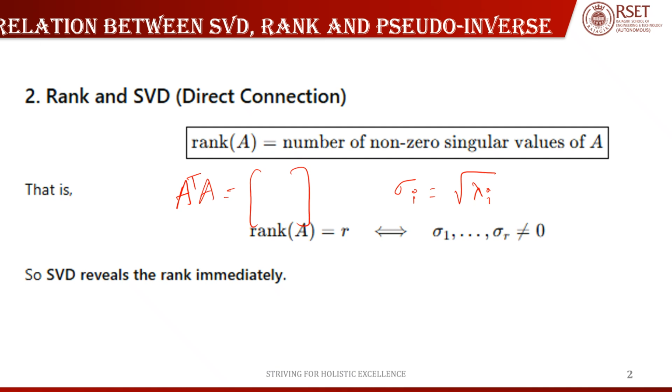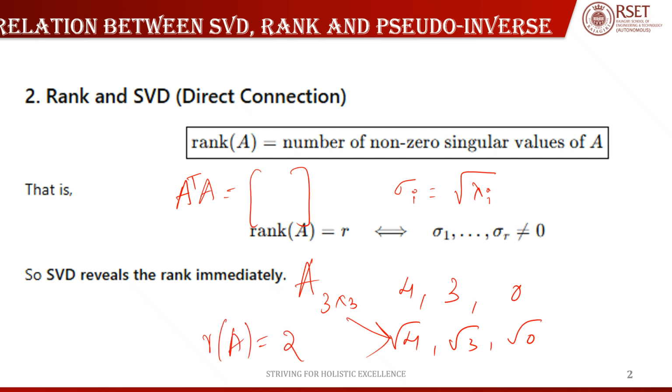The number of non-zero singular values is in fact called the rank of the matrix. Suppose your eigenvalues are 4, 3 and 0, for a 3 by 3 matrix. Then your sigma i's will be root 4, root 3 and root 0, which is 0 itself. So the number of non-zero singular values is equal to the rank of A. Here, for this 3 by 3 matrix, the rank of A will be equal to 2. That is the same as the number of non-zero eigenvalues of A transpose A. So we'll find the eigenvalues of A transpose A and get the rank of A. That's how we usually get the rank of A, and we'll discuss this in coming problems.